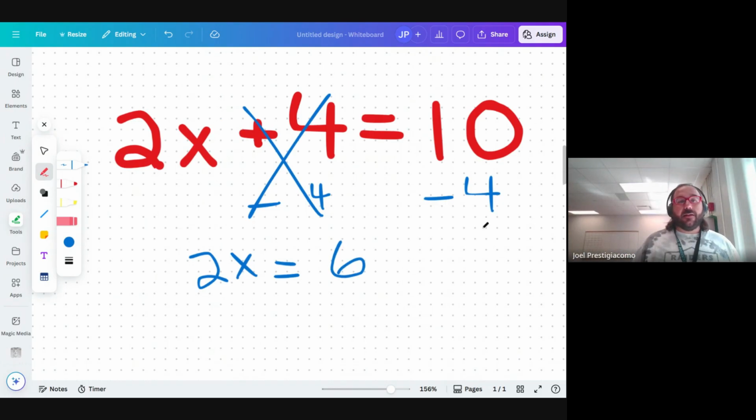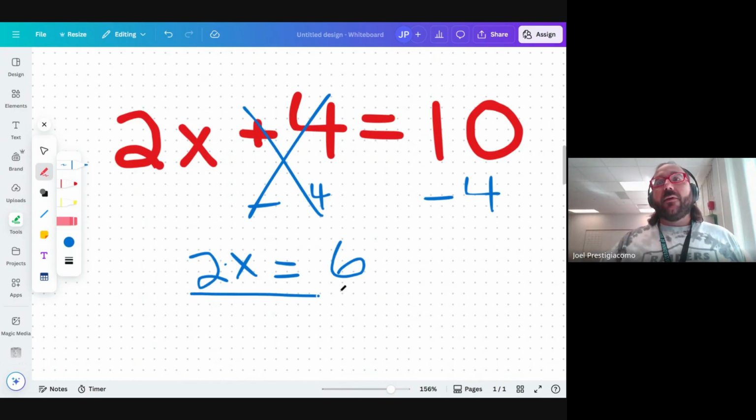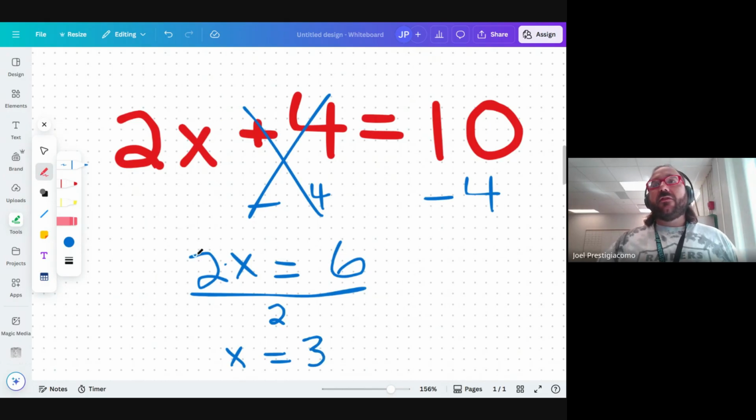Okay, now we're not done, right? Because we want to solve for x. So we look at the number that is being attached to x. In this case, it is 2 times, right? So if we do 2 times a number, in order to find out what that number is, we can divide both sides by 2, right? So if I divide both sides by 2, I'm going to get x equals 3, right? 2x divided by 2 is x. 6 divided by 2 is 3, right?